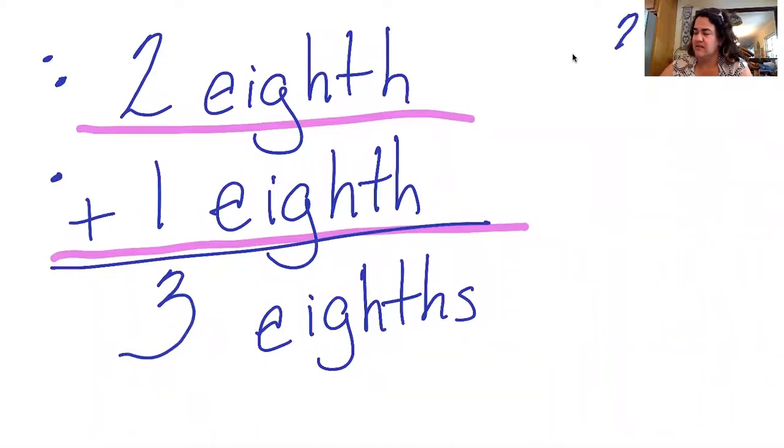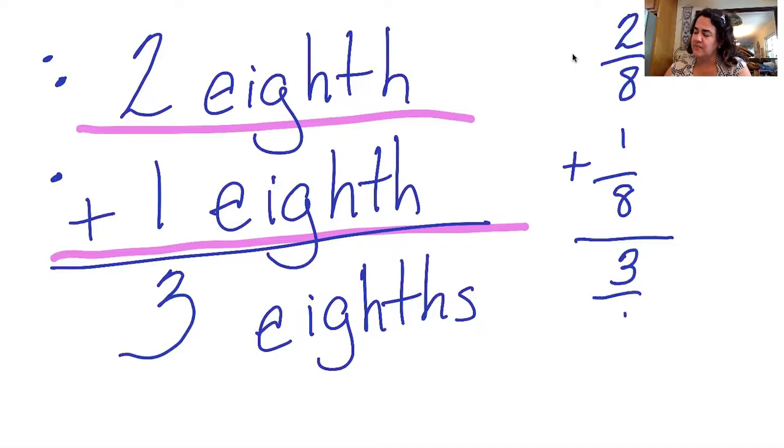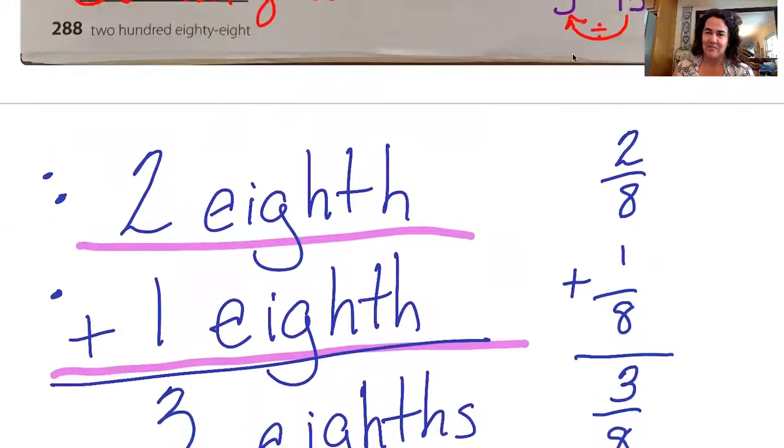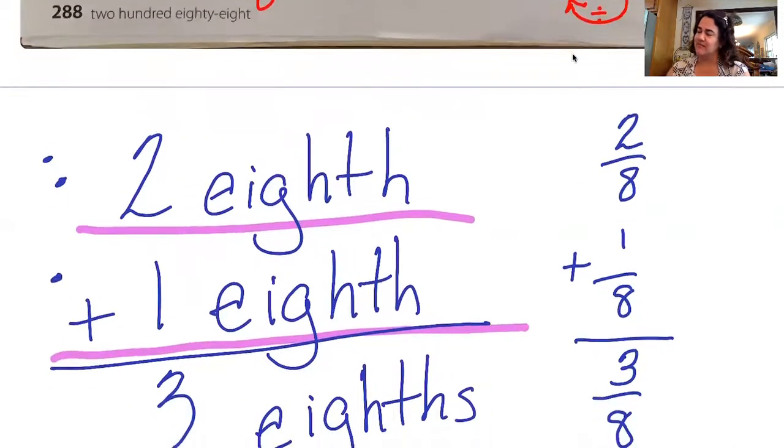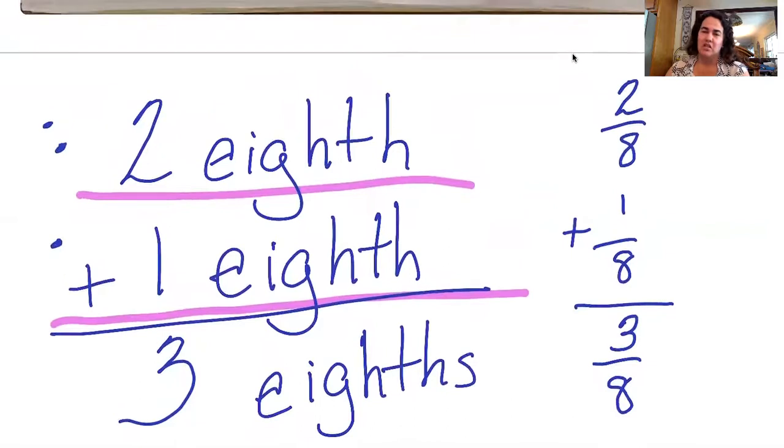2/8 plus 1/8 is equal to 3/8. We just added fractions. Good job, second graders. I'll pull it down just a little bit. Sorry. Didn't realize I was in the way.